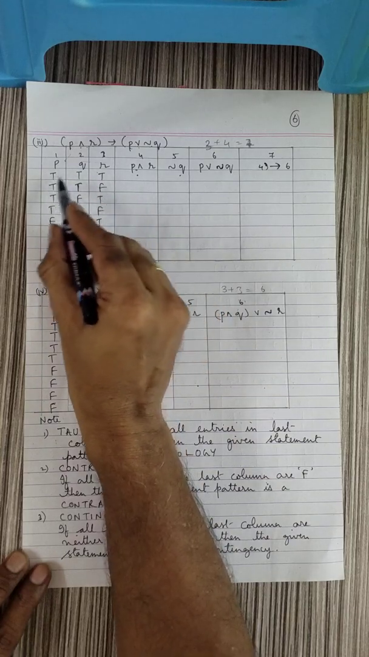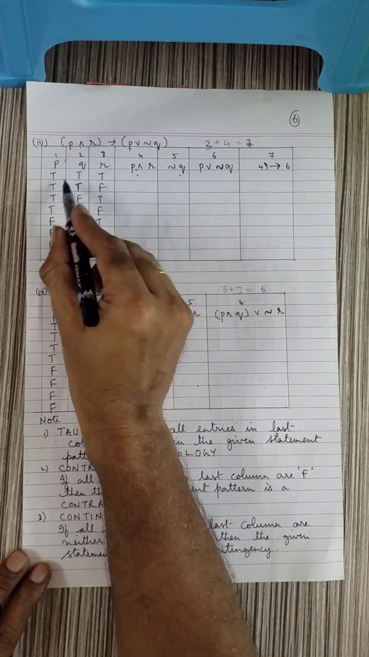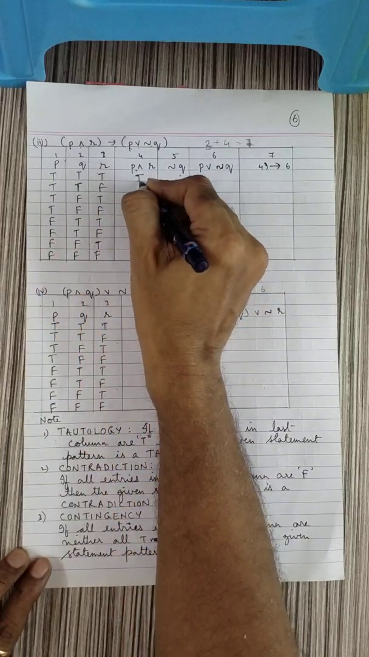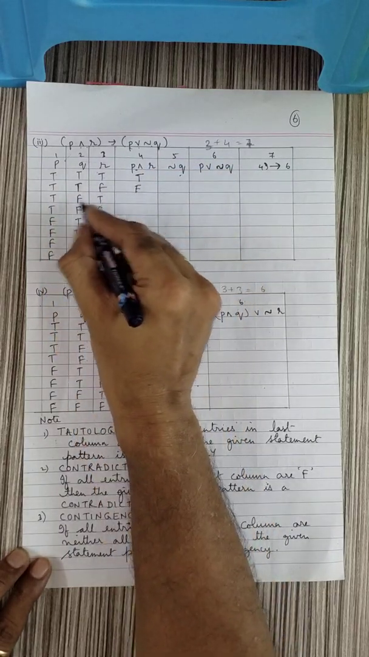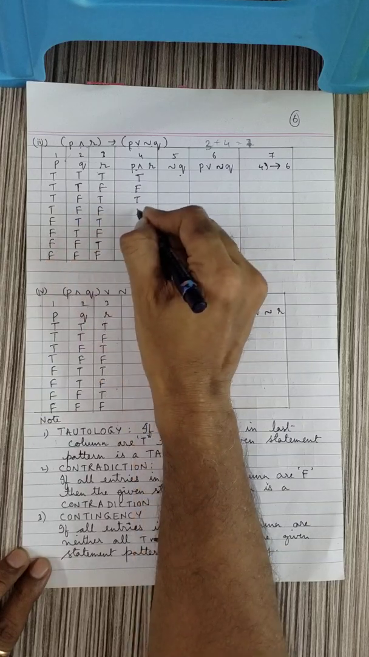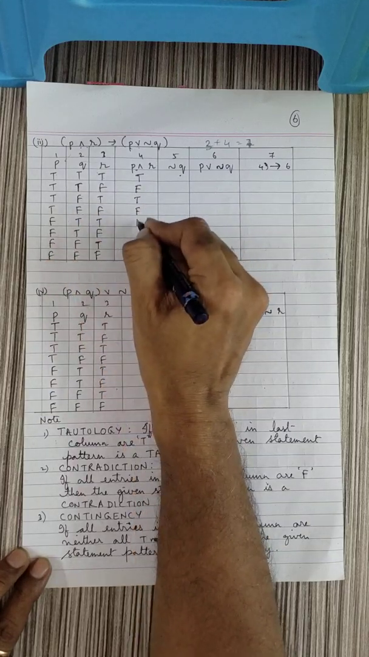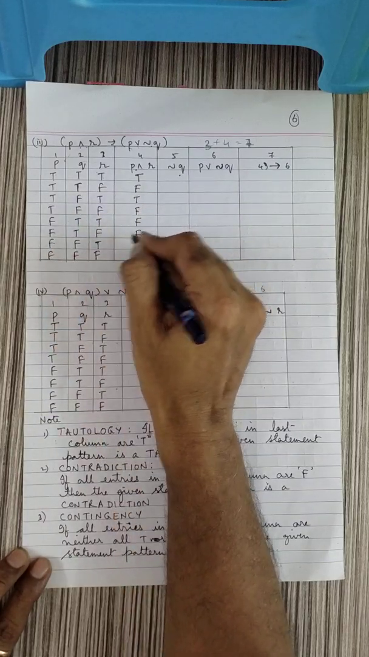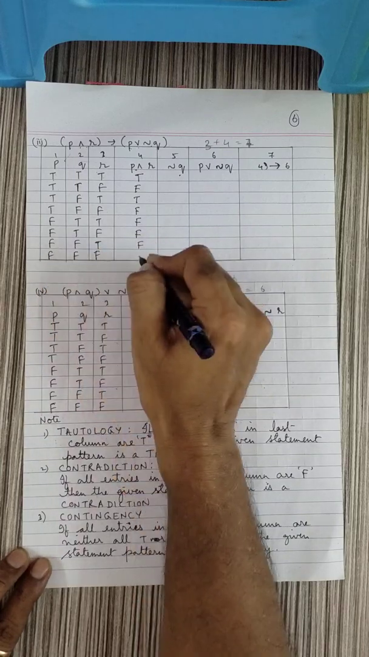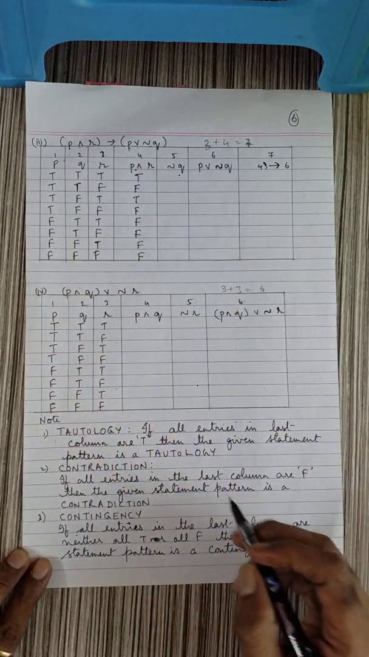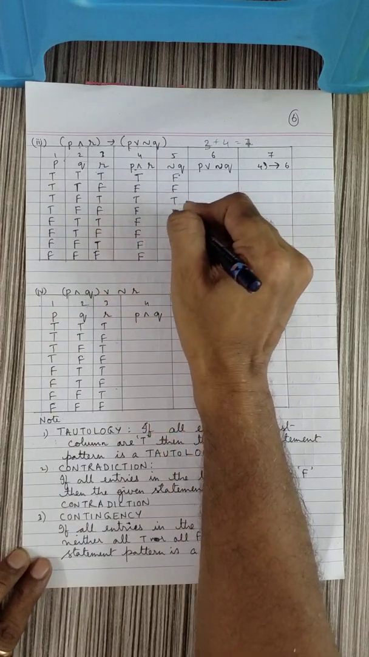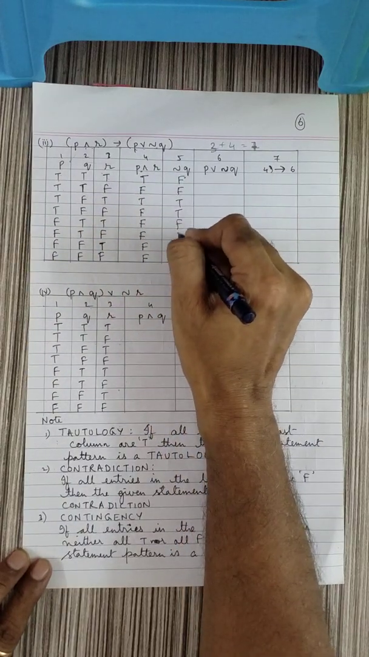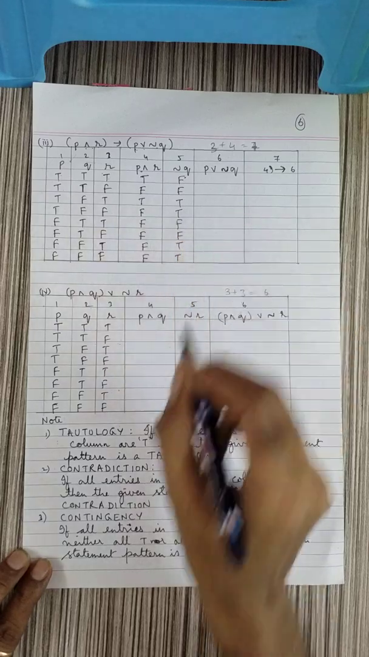Now P and R. In between this you have to do and. In and, if both are true then it is true. So true and true is true. True and false is false. True and true true. True and false false. False and true false. False and false false. False and true false. False and false false. Then negation of Q: false, false, true, true, false, false, true, true.